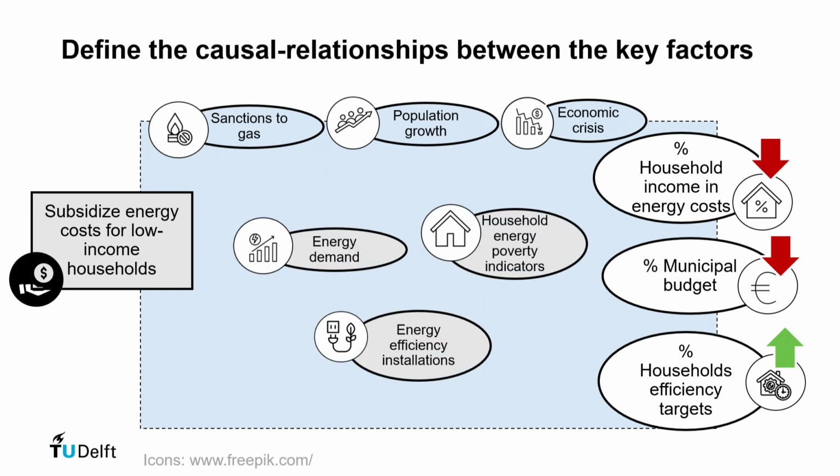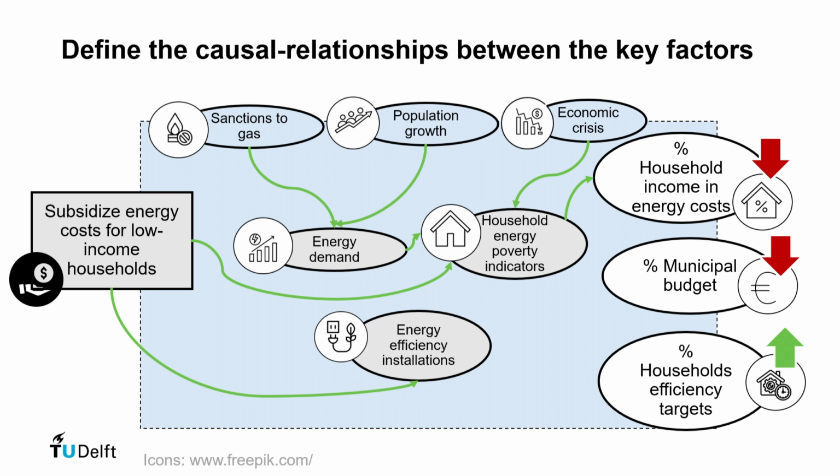Discuss the causal relationships between the key factors that change the objective criteria somehow. For example, increasing sanctions to gas and population growth will increase the energy demand. The economic crisis will increase the energy poverty indicators. The increasing energy demand will also increase the energy poverty, which will also increase the percentage of the household income spent in energy costs. Without your client actions, there are no improvements to the objective criteria.